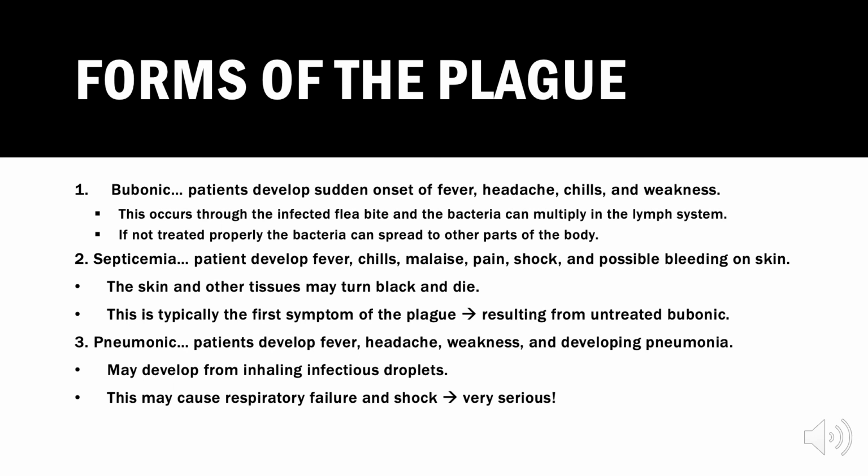So, septicemia is in the bloodstream. So, the skin and tissues will have necrosis, so they'll turn black and die. So, the fingertips, the nose, extremities, they'll turn necrotic. So, pneumonic is very serious because it's very similar to pneumonia. And once you have that breathing complication, the risk for mortality is increased greatly.